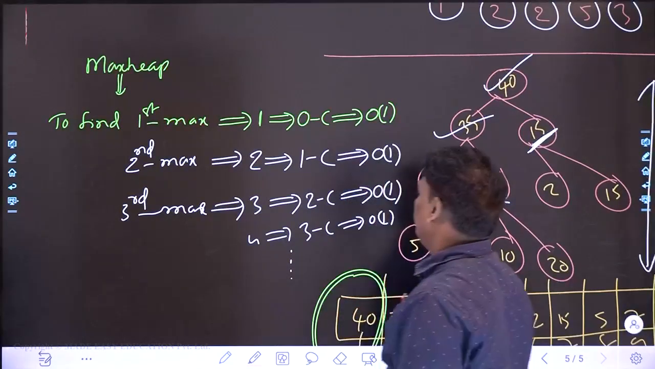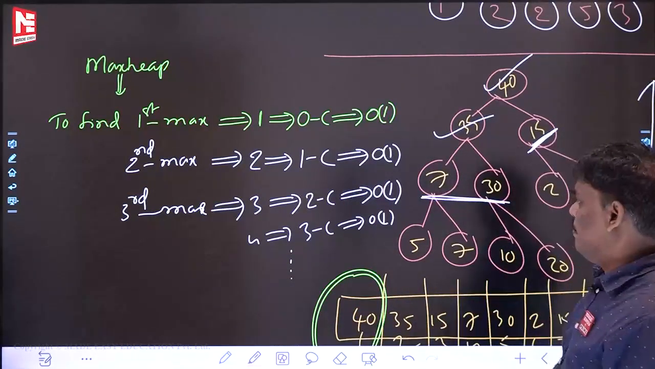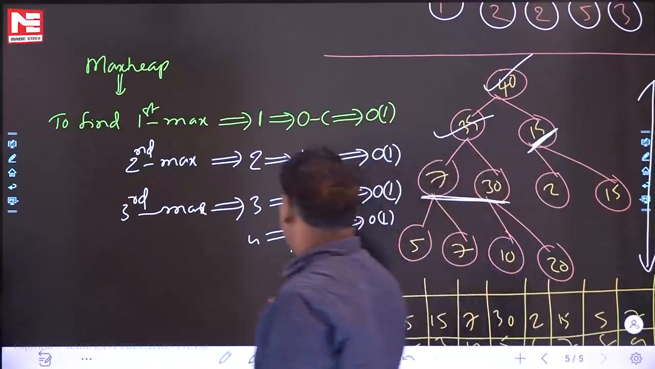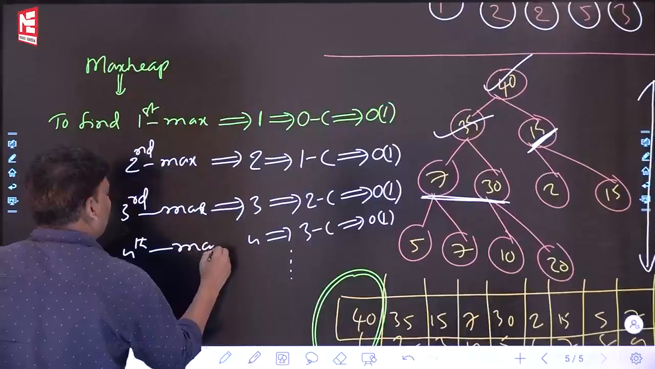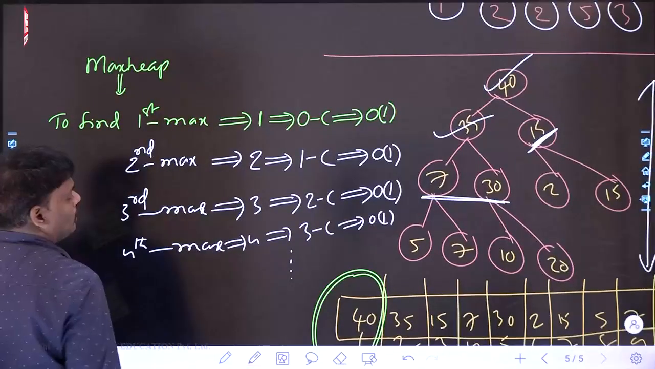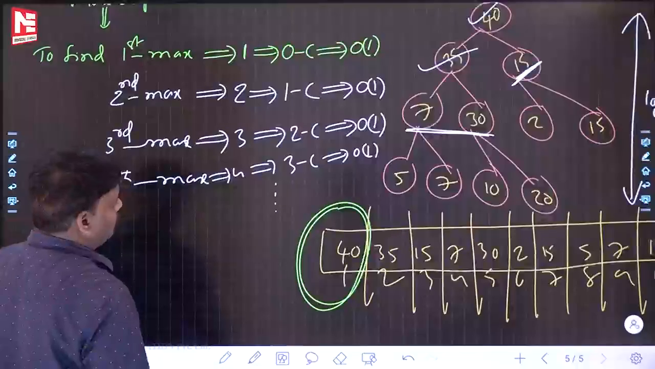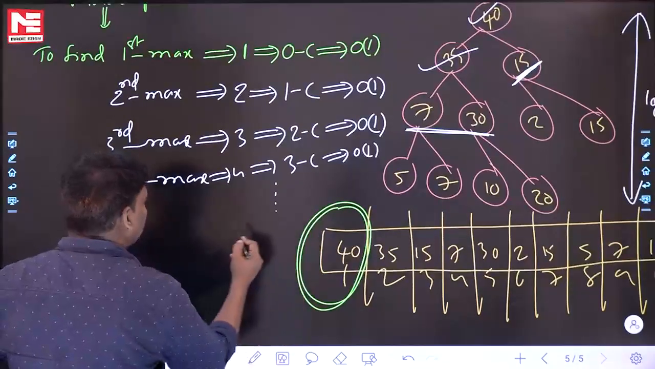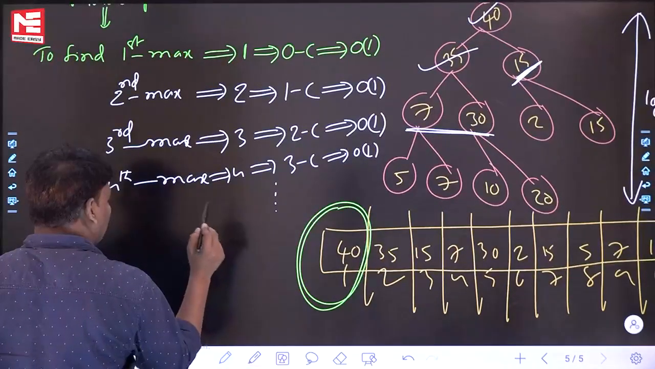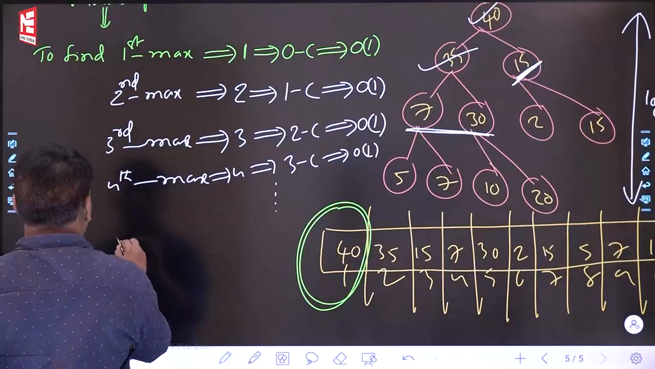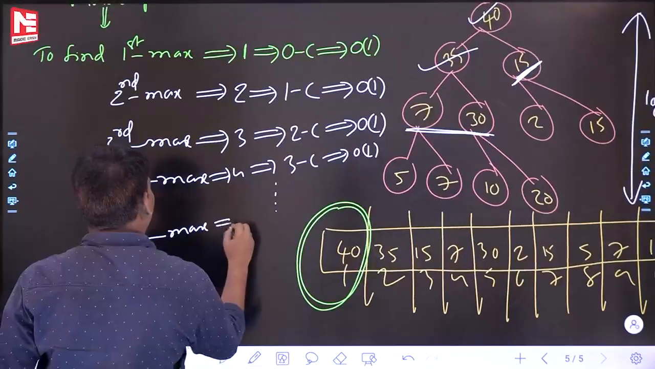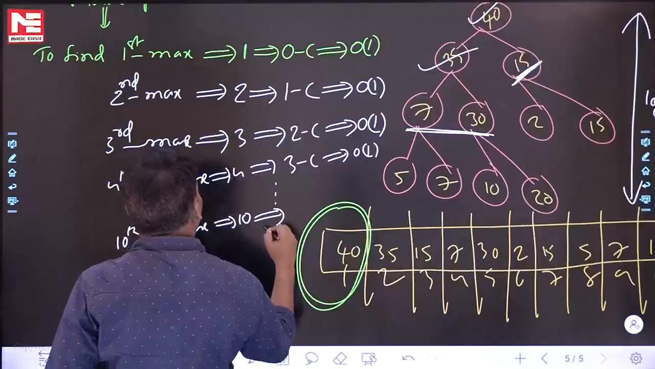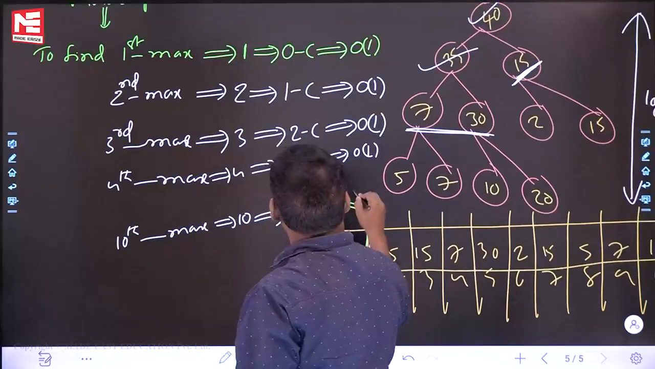Please be careful. Fourth maximum, 4 people are fighting, 3 comparisons, constant time. It keeps on going. Can you help me? Interesting line. This may confuse you, but it is a fact I have to say. See this one. For the 10th maximum, how many people are fighting? 10 people. Can you see how many comparisons? 9 comparisons. This is also constant time.